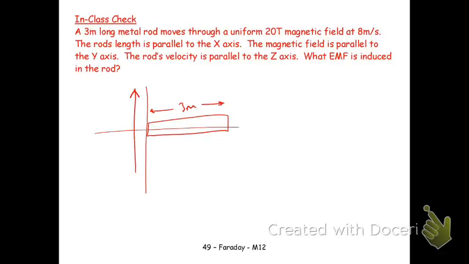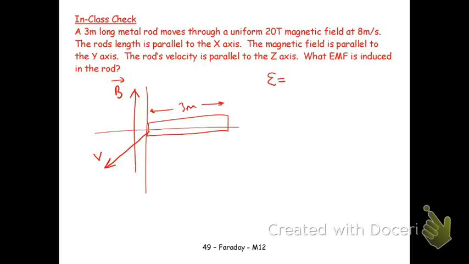So my B, I only draw one of them, but remember that I could draw a whole bunch of them through this diagram because there's a whole bunch of them and they're parallel. And the rod's velocity is parallel to the z-axis. So here's my velocity coming out there. What is the EMF induced in the rod?